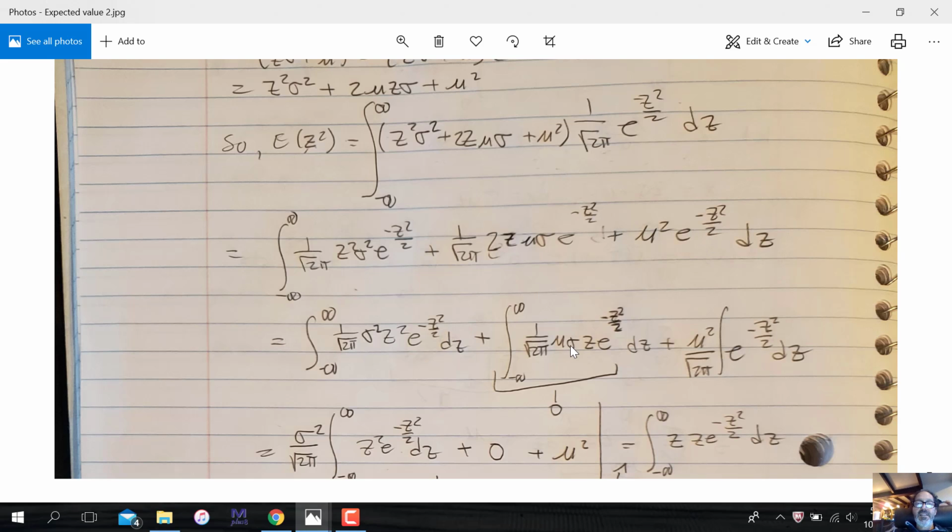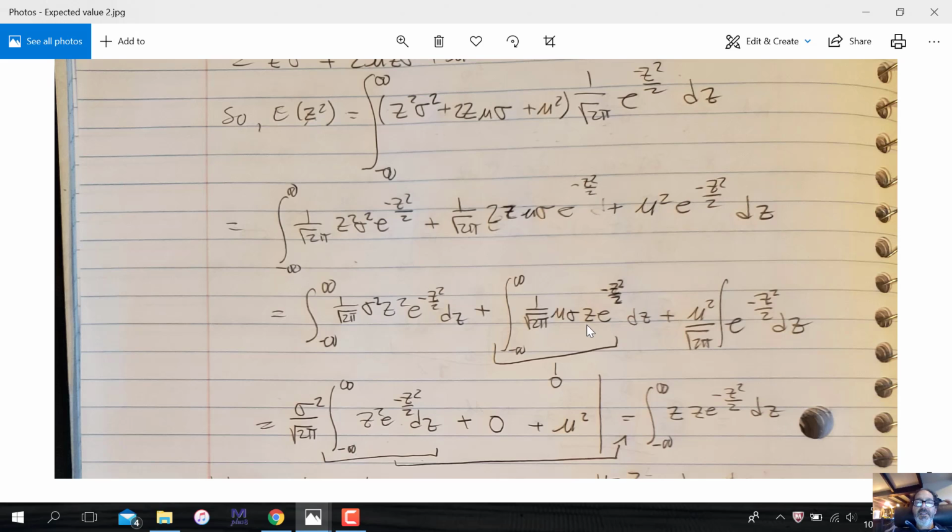Well, let's see. This integral here is, well, we can pull all of these three elements out of the integral because they're all constants: 1 over square root of 2 pi times mu sigma. That can be pulled out of the integral, and then what we have left is z e to the minus z squared over 2, which we just did earlier, and we know that equals 0. So that's this middle element equals 0. We just did this when we were calculating the means, or the expected value. So you can go back and look at that if you want.